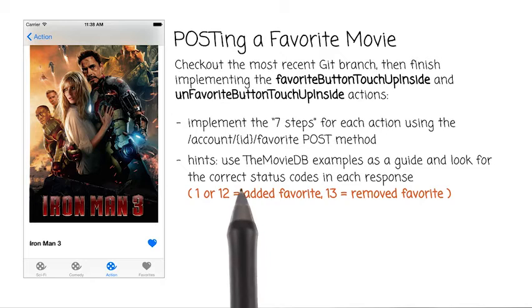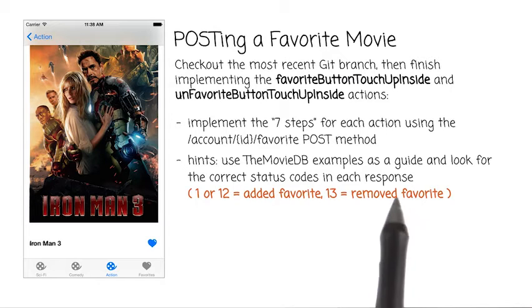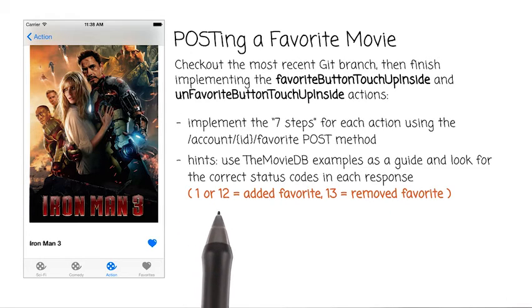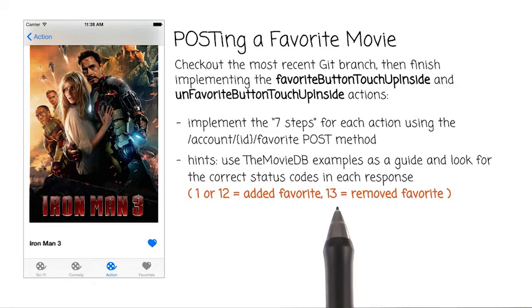As you implement both actions, make sure to use the MovieDB examples as a guide, and then you'll want to make sure you check for the correct status codes in each response. So if the status code is 1 or 12, that means a movie was added to our favorites. And if the status code is 13, that means a movie was removed from our favorites.